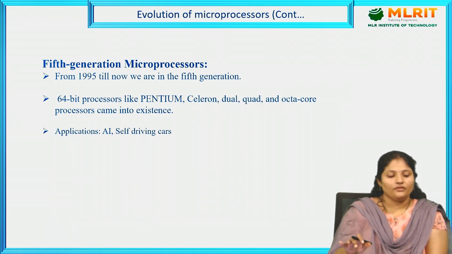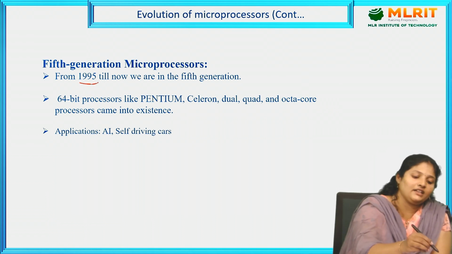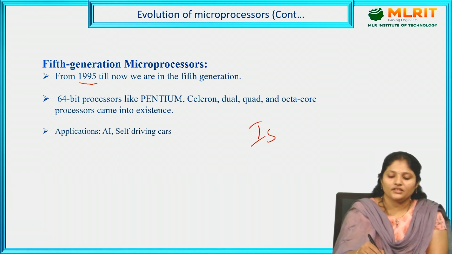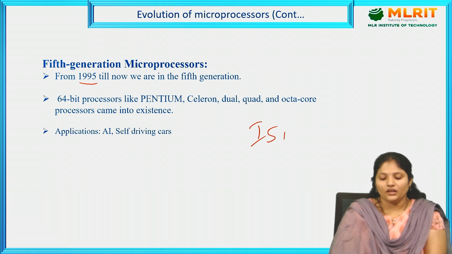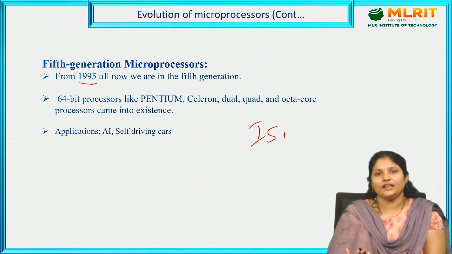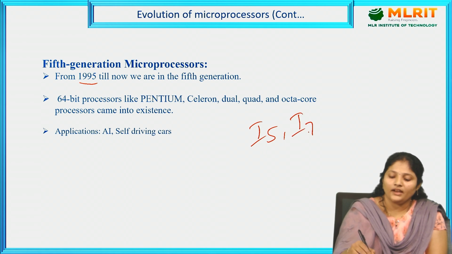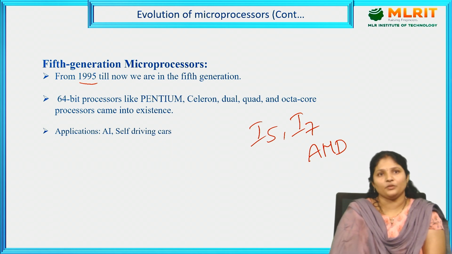So now, the fifth generation microprocessor, from 1995 until now; we are in this generation of microprocessors. Nowadays we are seeing i5 microprocessors. If we want to buy a system or computer, we will select which processor we need. There are a huge number of processors used nowadays: i5, i7, and if you know about them, AMD processors. This is the fifth generation of microprocessors.